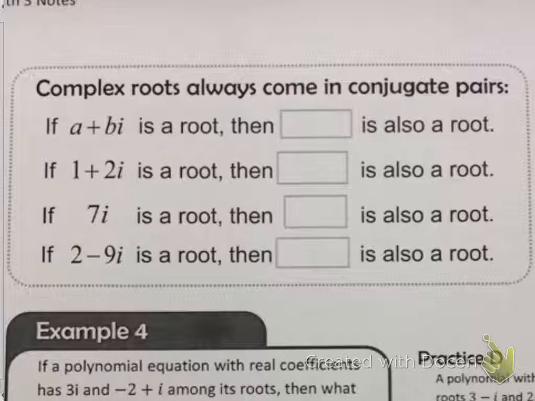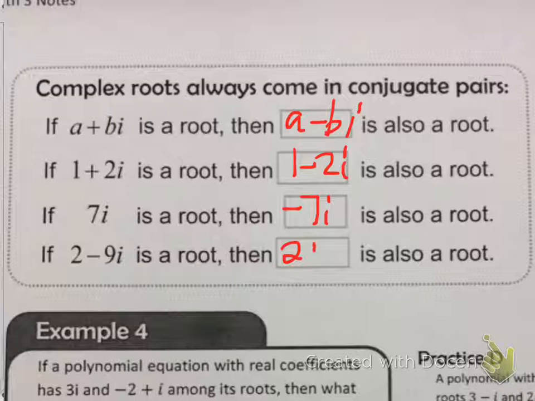So again, just like with our irrational solutions, our conjugate pairs happen with our imaginary solutions also. So if I have a plus bi as a solution, then I also have a minus bi. If I have 1 plus 2i, I also have 1 minus 2i. If I have 7i, I also have a negative 7i. And if I have 2 minus 9i, I also have 2 plus 9i. So again, all complex solutions have their conjugates with them also.